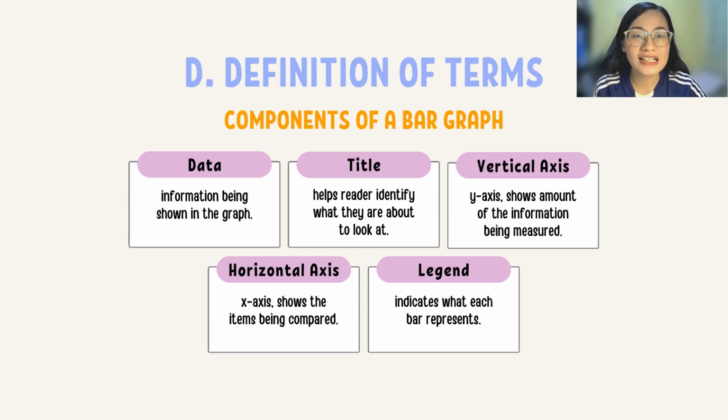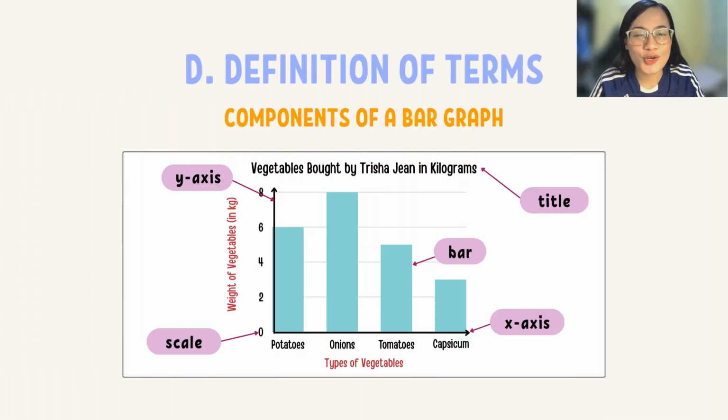Third, we have the vertical axis. It is also called the y-axis. It has the numbers or amount of the information being measured. Fourth, we have the horizontal axis, also known as the x-axis. It runs horizontally and shows the numbers representing different time periods or names being compared. And lastly, we have the legend. It indicates what each bar represents. So in this slide, this shows an example of the components of a bar graph.